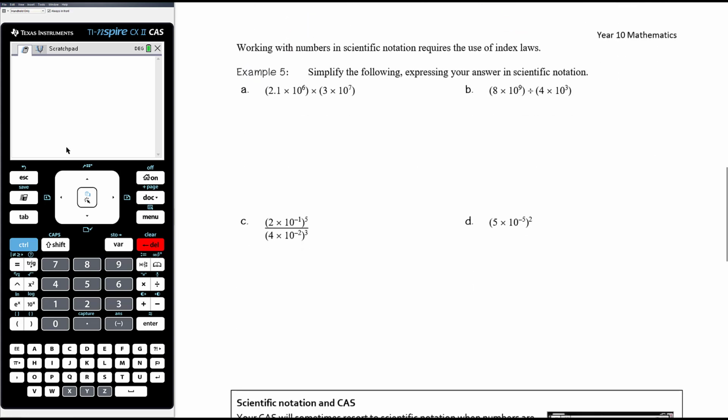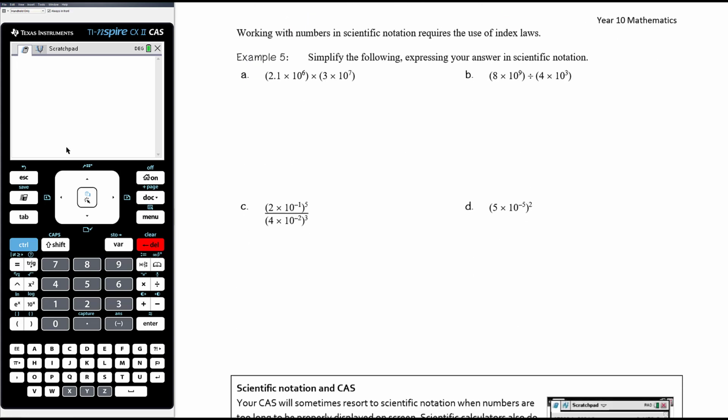Okay, working with numbers in scientific notation requires the use of index laws if we don't want to have to expand them out and work with very large or very small numbers. So if I have two numbers in scientific notation being multiplied together, 2.1 times 10 to the 6 times 3 times 10 to the 7, rather than work out that this is 1 with 5 zeros and this is 3 with 7 zeros and then try and multiply those really big numbers together, I just think about working with the scientific notation.